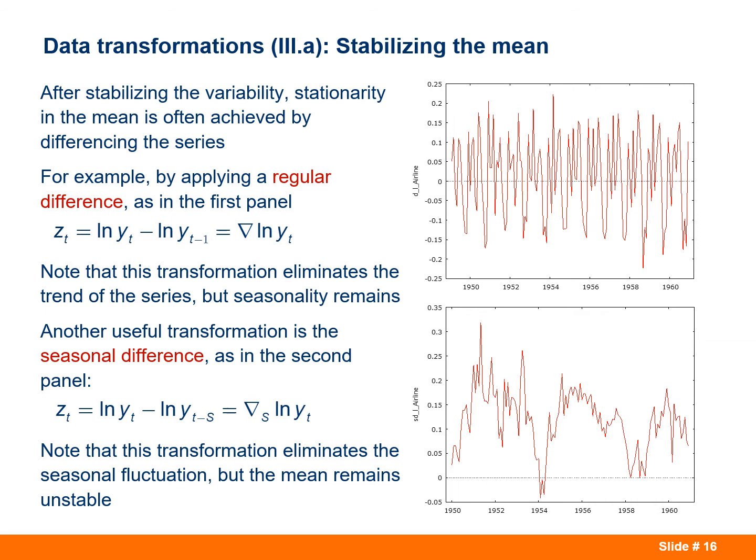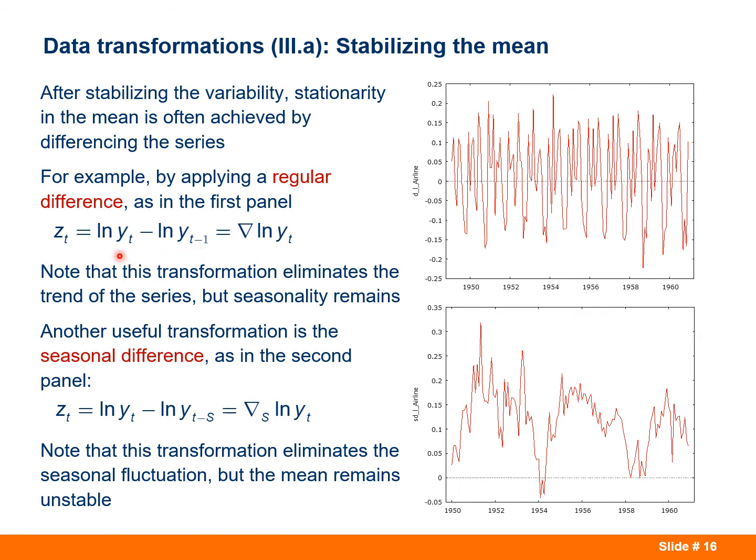Okay, so we know now how to stabilize for changes in the variability. Now we want to stabilize the mean. The first idea that we can recover from the example of a spurious correlation is to apply a regular difference to the data. If the original data is y sub t and we logged it to make the variability homogeneous, the first order difference of y sub t will be z sub t, equal to log y sub t minus log y sub t minus 1.